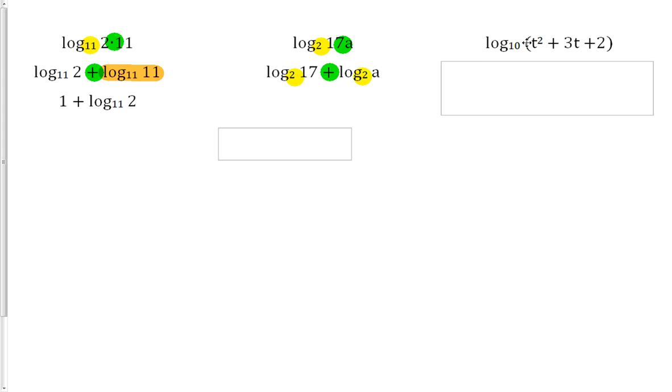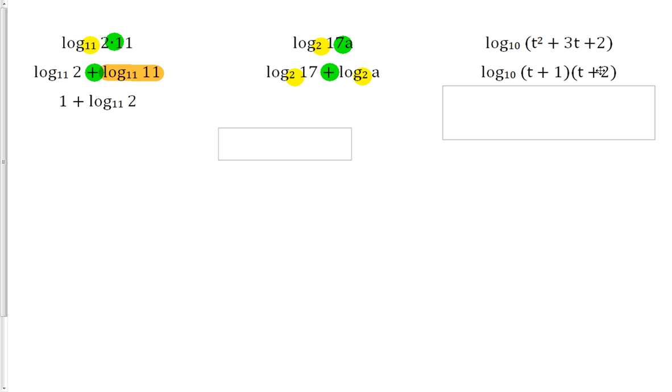Finally, log base 10 of t squared plus 3t plus 2. Well, we know that this has no multiplication, so we can't do anything. However, if we do a little bit of factoring, we can create some multiplication. This quadratic factors down to t plus 1 and t plus 2. And now we have two terms that are being multiplied.